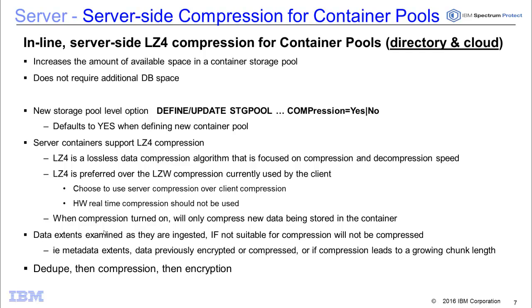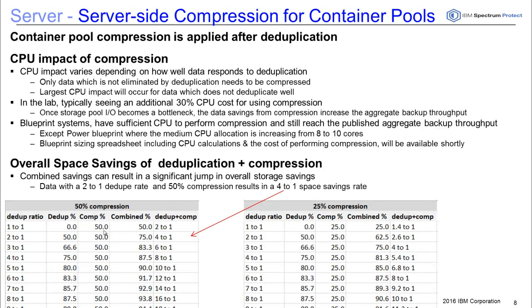Now, when we go to ingest, the data extents are going to be examined, and if they are suitable for compression, meaning that they're not metadata extents, meaning they were not previously encrypted or compressed, and making sure that they actually don't grow when we try and compress them, then we'll go ahead and compress them and write them out to the container. The order in which this happens is that server-side dedupe happens, then compression, then server-side encryption happens. This becomes important when we look at the performance of compression.